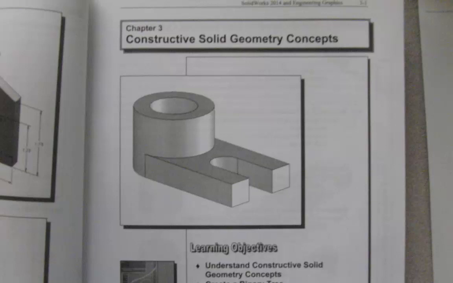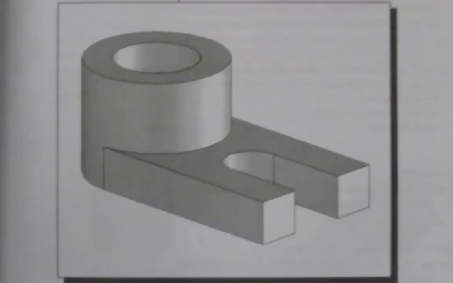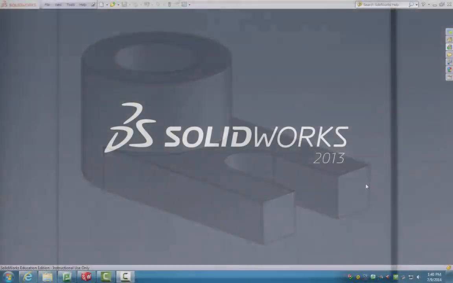Hello and welcome to Chapter 3 video tutorial illustrating constructive solid geometry concepts. The first thing you'll have to do is open SolidWorks, and while you're doing that, let's look at the part we'll be making today. Today we'll be making the locator part, which as you can see is a somewhat more complicated part than parts we've made before, and will require the use of multiple different extrusions to create it.